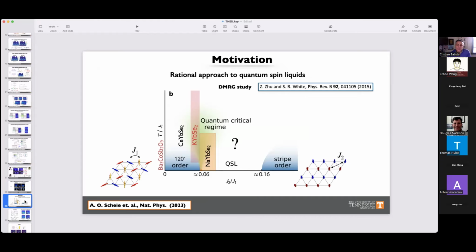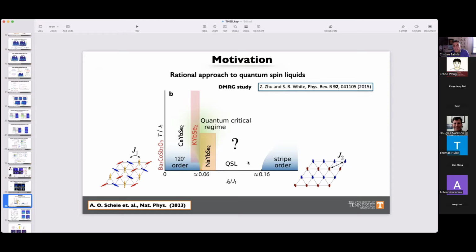So the motivation for studying triangular lattice antiferromagnets, many of you in the audience know very well. The phase diagram of the triangular lattice antiferromagnet is something like this. If you allow for second neighbor interactions J2 and J1, as a function of the ratio J2 over J1, first you have 120-degree ordering for the nearest neighbor antiferromagnet. But then as you increase the second neighbor interaction, you suppress this antiferromagnetic ordering in favor of a quantum spin liquid according to numerical results.